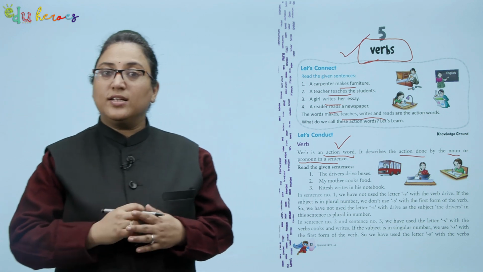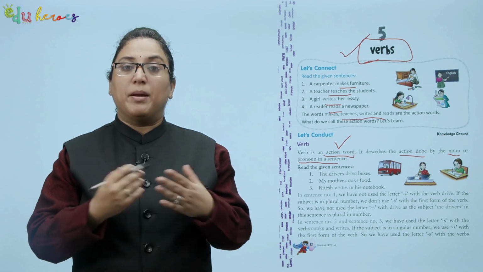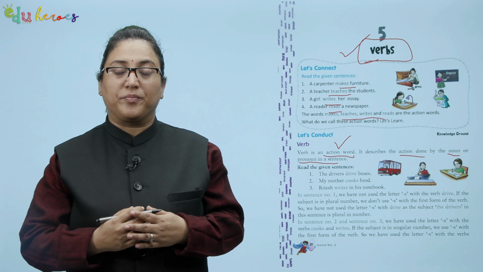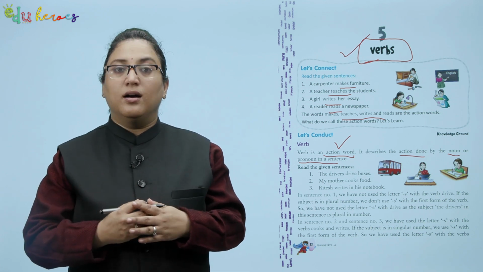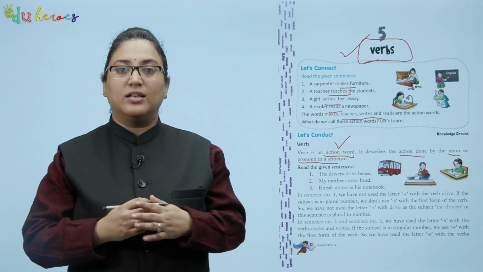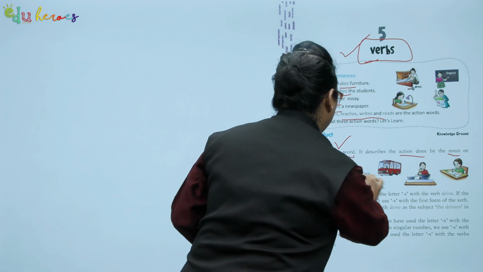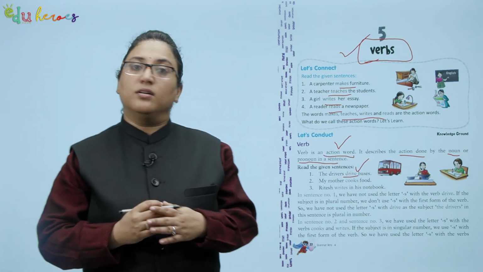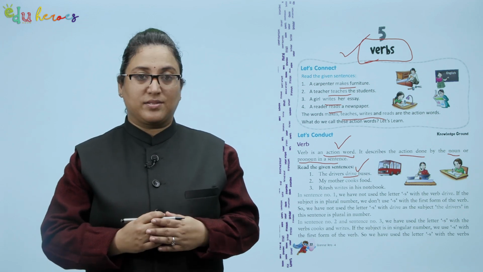Let's read the given sentences. The drivers drive buses. My mother cooks food. Ritesh writes in his notebook. In the first sentence, what is the action that is being done? By whom? The drivers. It is drive. So, this is an action word. Similarly, the other sentences have the action words cooks and writes.